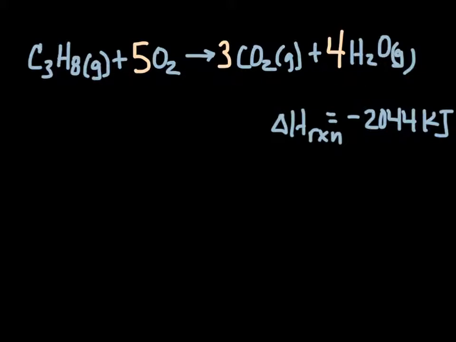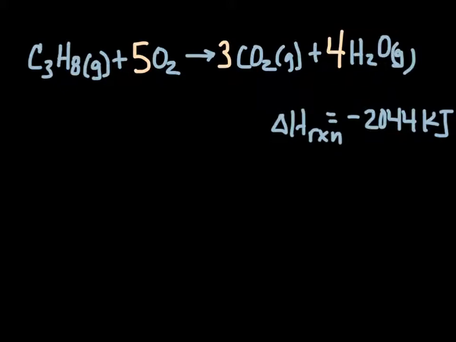So what does this mean? This tells us a lot of information right here. It tells us that when 1 mole of propane reacts with 5 moles of oxygen to form 3 moles of carbon dioxide and 4 moles of water, that 2,044 kilojoules of heat is released. So an exothermic reaction. So for those stoichiometric ratios, 2,044 kilojoules of heat is released.